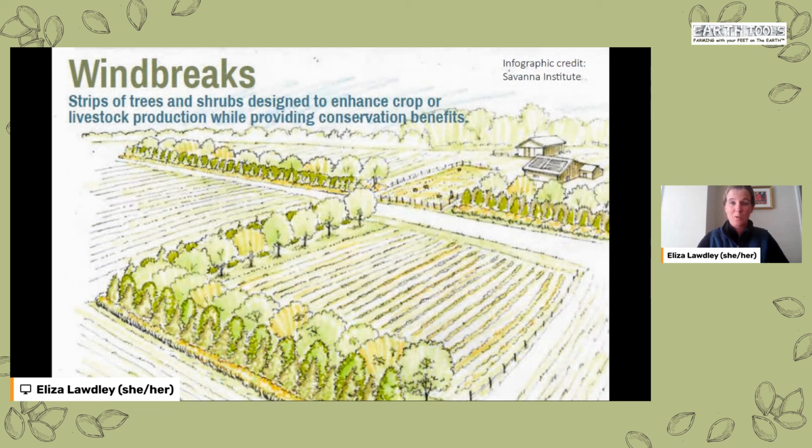Many of us are probably already working with windbreaks on our farm, whether they were there before we inherited or purchased the land, or whether they were planted. Windbreaks are strips of trees and shrubs designed to enhance crop or livestock production while providing conservation benefits. So again, if we're thinking about keyline design and these berms and swales, there's no reason that we can't have windbreaks planted, for example, along those berms in between our different production spaces.